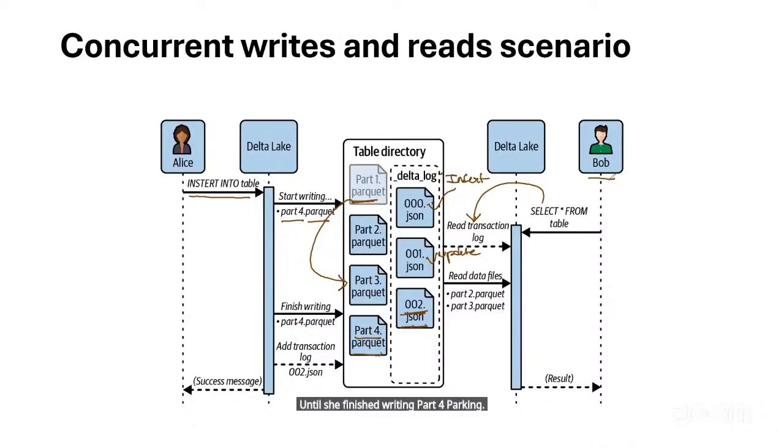When Bob tries to read the data, first it checks the transaction log. This will not be available. Only the first 2 logs will be available. According to the first 2 logs, Bob will get part 2 parquet and part 3 parquet. After some time, he again tries to select everything from the table. This time, the writing is finished.